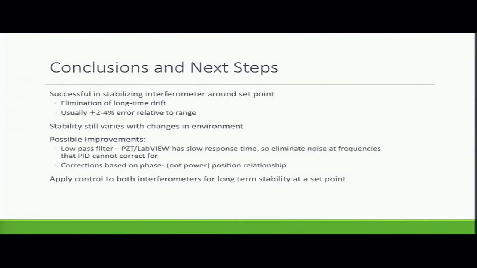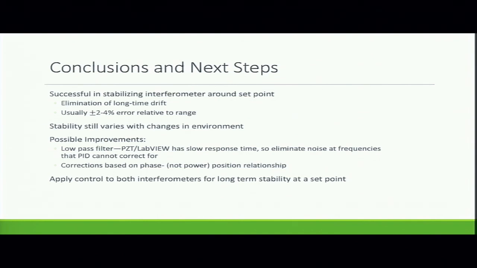So we were reasonably successful in stabilizing our interferometer around a set point. We corrected for that long-term drift in our laser, and we were usually within about plus or minus 2 to 4% of our set point relative to the range. However, our stability still fluctuated a lot with changes in our environment. We had a lot of temperature control issues in our lab. So usually Monday mornings before everything kicked on, we could get pretty good stability within about 1 or 2%, but as the day went on, the stability got worse to 4 or 5%.